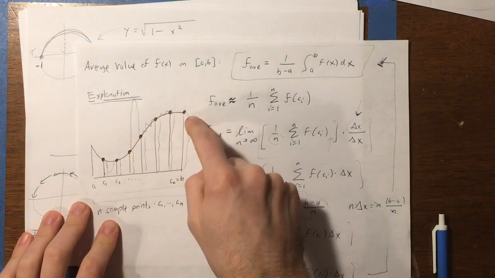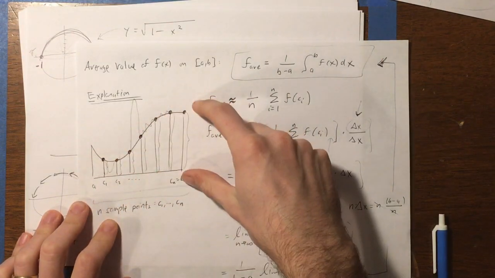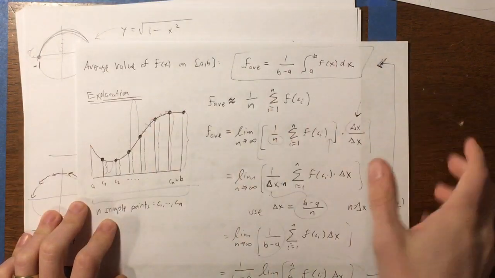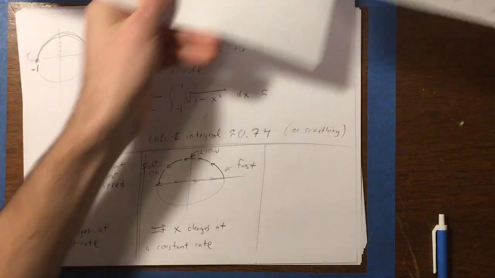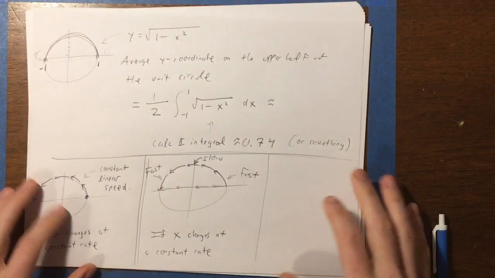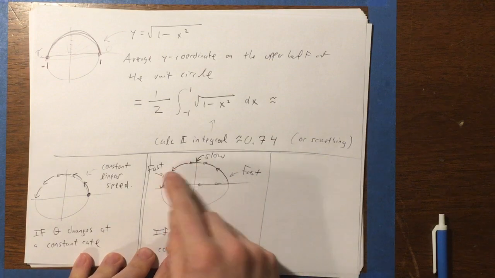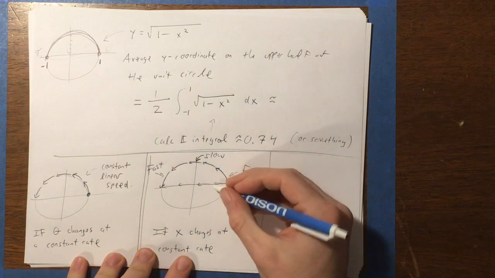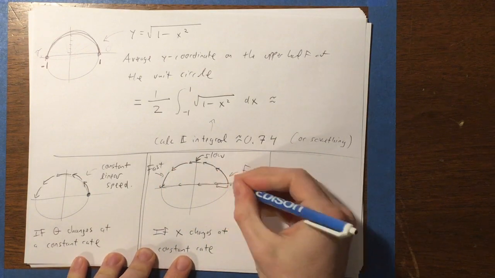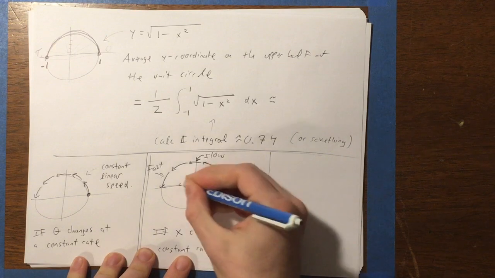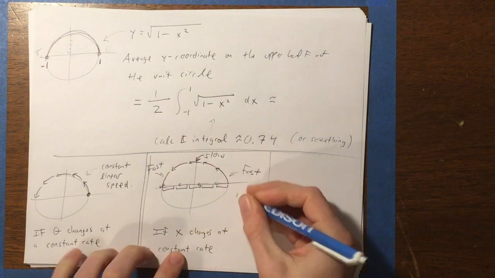sampling the different y coordinates, right? Sampling the value of the function at regular intervals. Well, the regular intervals are different, right? In this case, the regular intervals are regular x intervals, right? We're splitting x into regular intervals, and that has a different impact on the sampling, right?